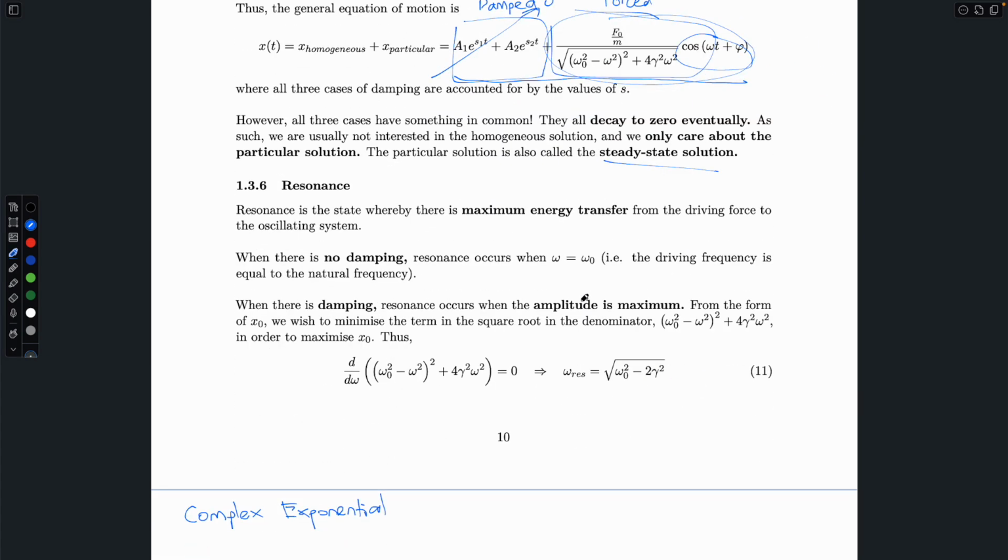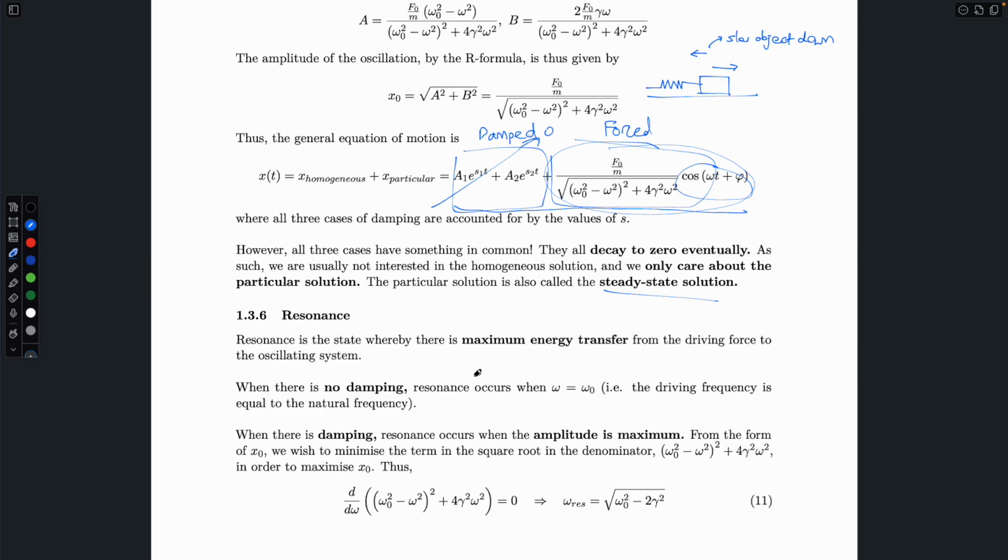Okay? And then the last thing to talk about is resonance. So resonance is the state where maximum energy is transferred from the driving force to the oscillating system. This happens when the driving force has the same frequency as the natural frequency of the spring. The reason is that they will be acting together. When you input energy using the driving force, it corresponds to when the spring is oscillating naturally itself also. And as a result, you have infinite energy being input into the system, and the amplitude will just keep increasing, keep increasing, keep increasing.